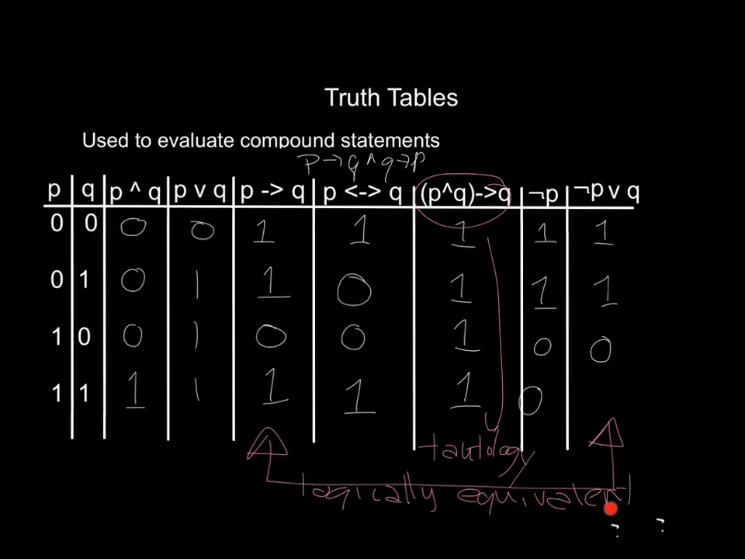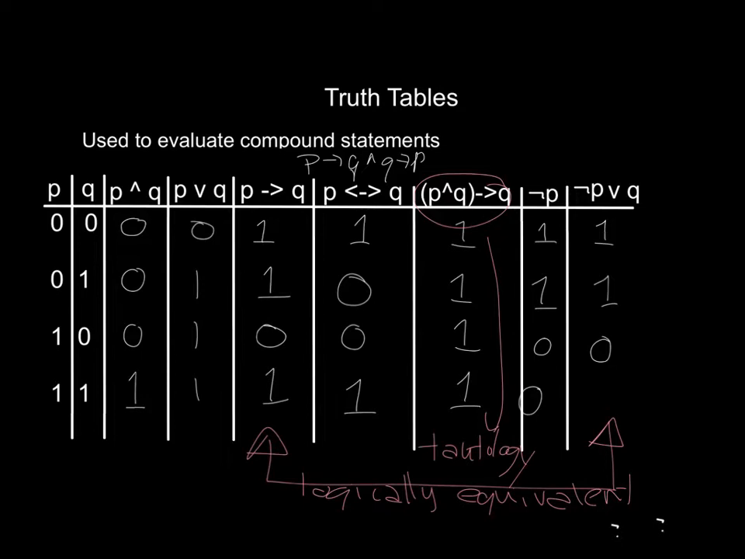Lastly, a word about logically equivalent. And we'll see this later when we get to laws of logic, many examples of this, is that what this says is wherever you see P implies Q, you can always substitute not P or Q, and you will come up with the same truth table evaluation.